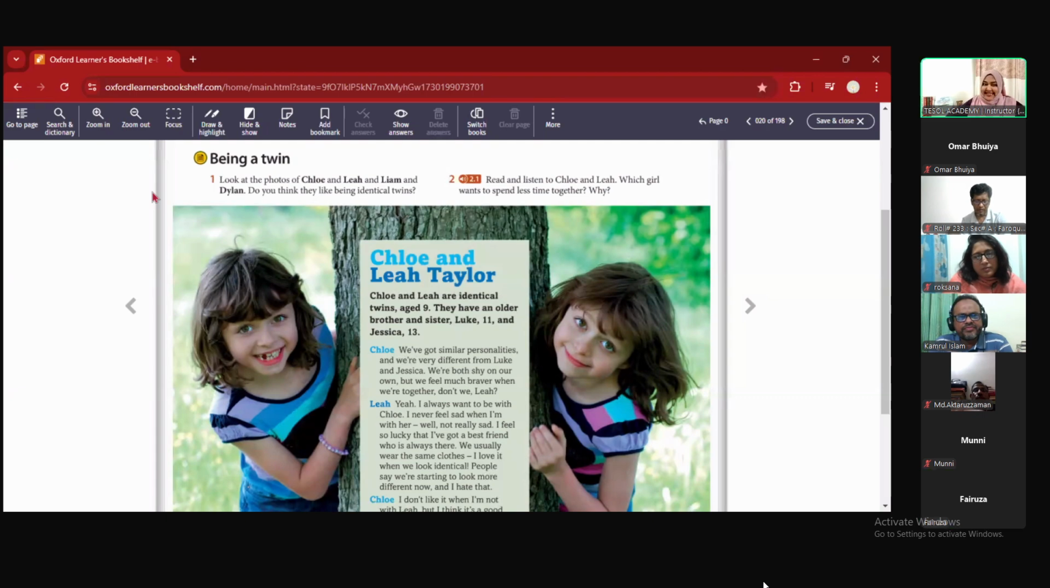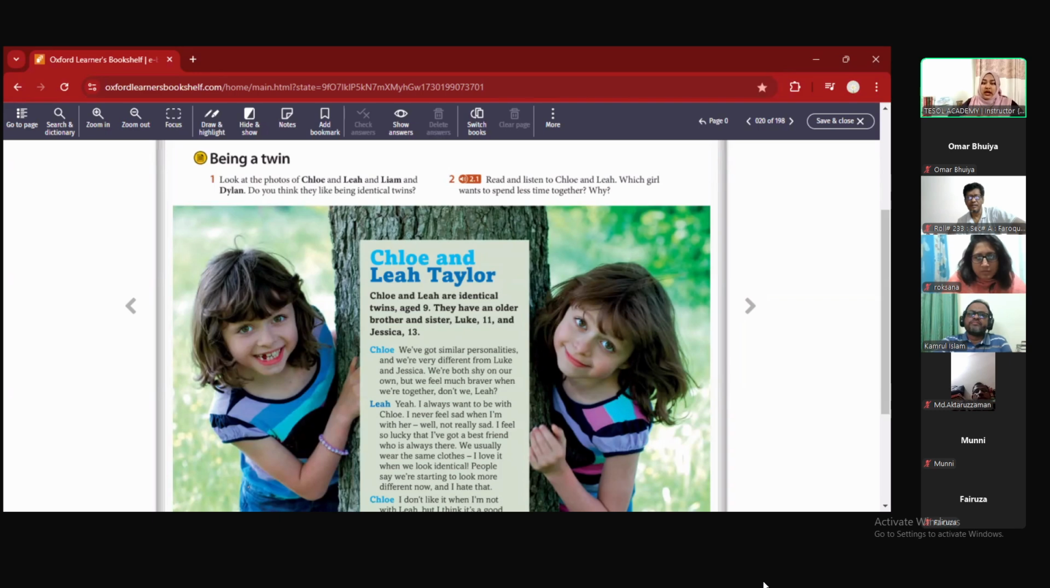So let's start with this. This whole lesson is called Being a Twin. We will see two pairs of twins. One pair is of two sisters, and the other pair is of two brothers. The first pair, two sisters, are Chloe and Leah. Look at the picture. They are identical twins. There are two types of twins: identical twins and non-identical twins. Identical twins look exactly the same. Both of them look exactly the same.